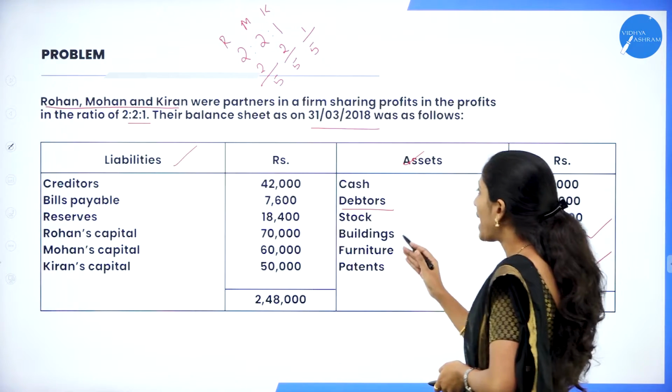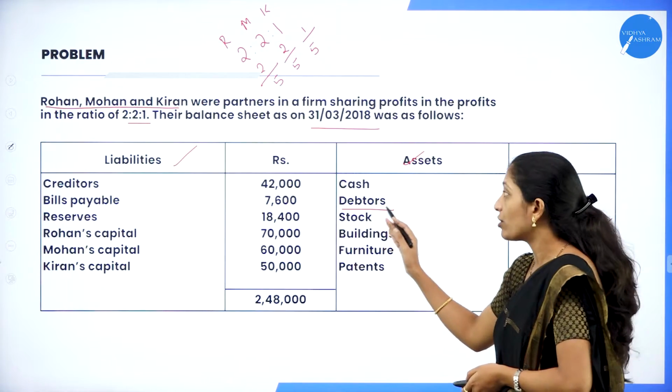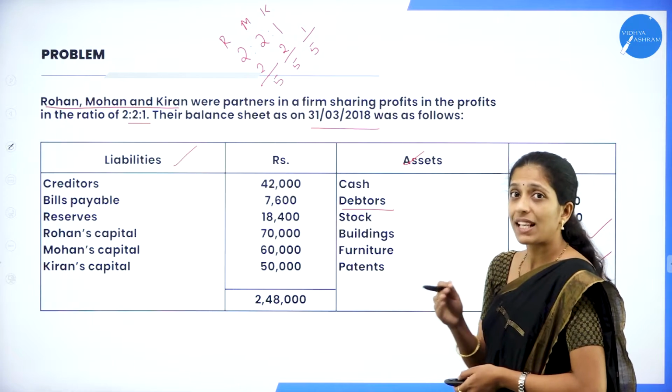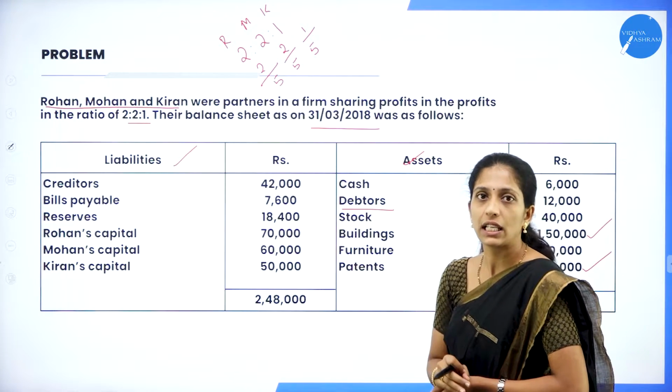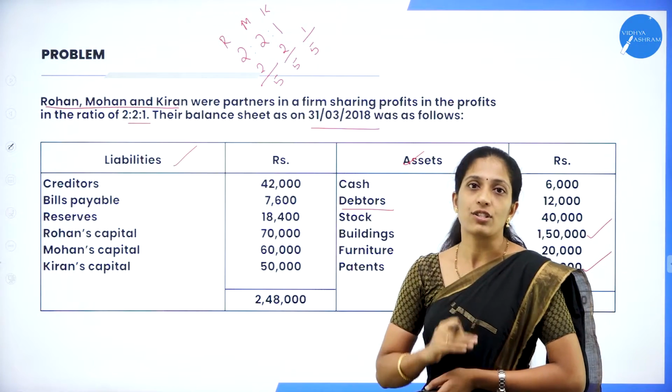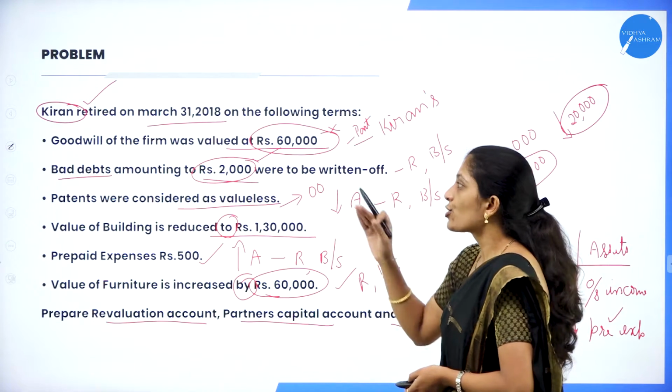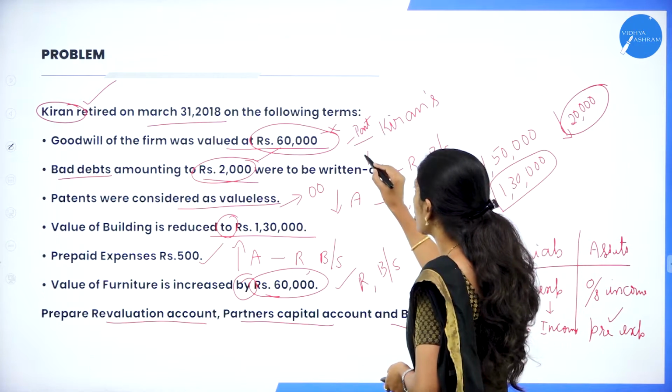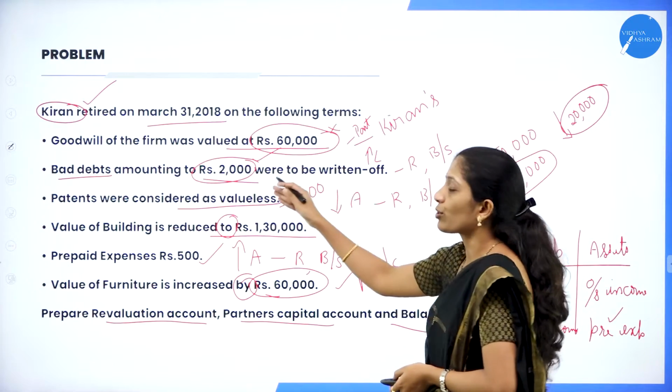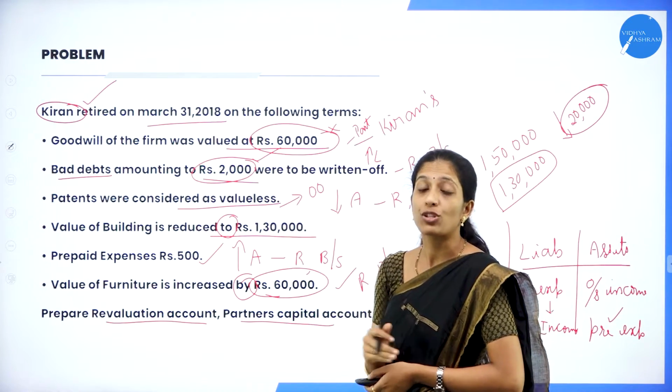Now, in the balance sheet, there is no bad debts. They have not deducted from debtors. It means that a new liability has been created in the business, that is during the retirement of a partner. So, here the liability has increased. So, increase in liability. So, to what extent? By rupees 2000.